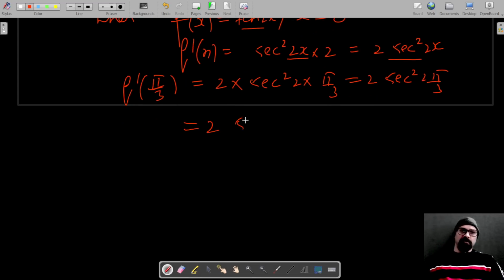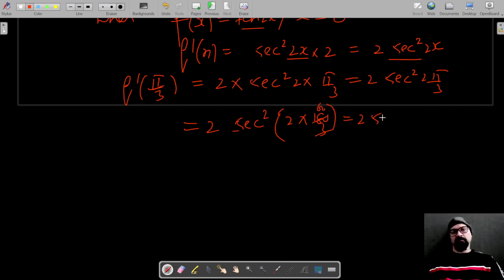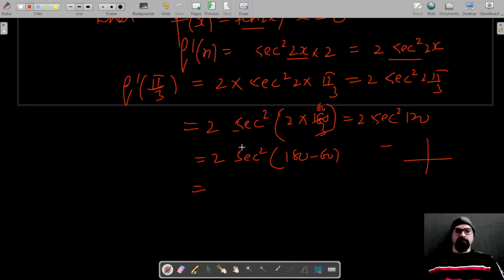Now let's evaluate secant square 2 pi by 3. So secant square 2 pi by 3 is 2 into 180 by 3, which is equal to 2 secant square 120. And I can write secant square 120 as 180 minus 60. So we are in the second quadrant, and in the second quadrant secant is negative. So pi minus theta, 180 means that secant remains secant. So this is secant square, this is 2 into negative.